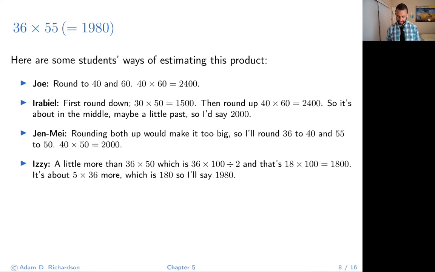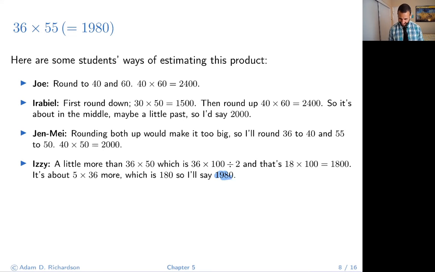Let's see, Izzy said a little more than 36 times 50, which is 36 times 100 divided by 2, and that's 18 times 100, which is 1,800, and it's about 5 times 36 more, which is 180, so I'll say 1,980.